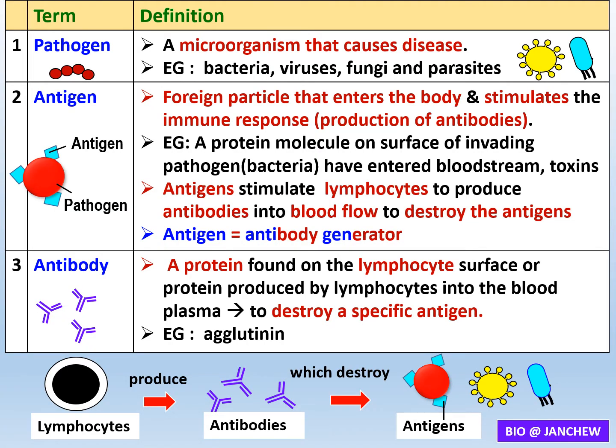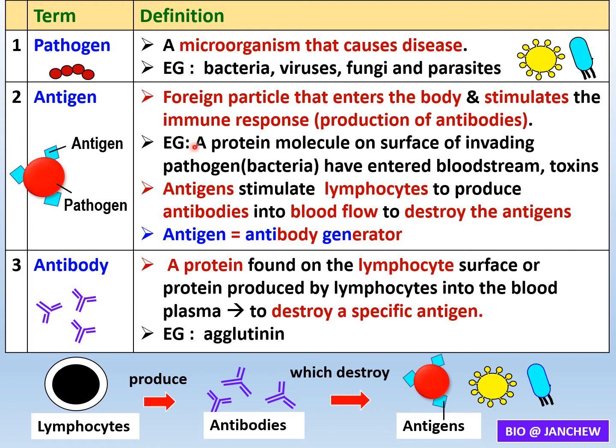Let us first recall some of the terms that we have learned in the previous video. A pathogen is a microorganism that causes disease, such as bacteria, viruses, fungi, and parasites. An antigen is a foreign particle that enters the body and stimulates the immune response. That means the production of antibodies. Okay, so any foreign particle that enters the body and stimulates the immune response is considered an antigen to the body. So these two substances, pathogens and antigens with the GN, are the substances that are harmful to us. All right, cells or substances that are harmful to us.